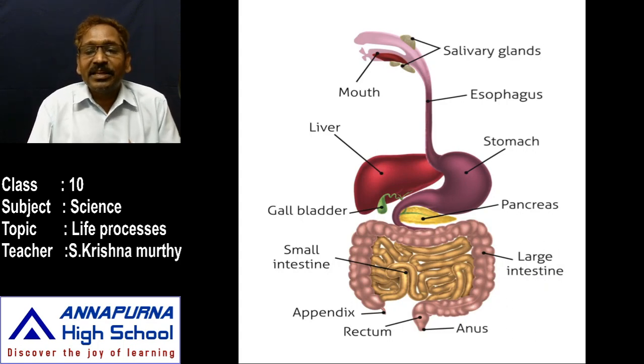So in digestion, the alimentary canal and some associated glands are involved in the digestion of food material. The length of the alimentary canal is about 9 meters in an adult human being. Among the 9 meters, the small intestine is 6.5 meters. The remaining 2.5 meters is occupied by the esophagus, stomach and large intestine.